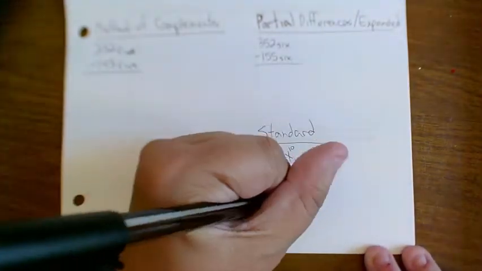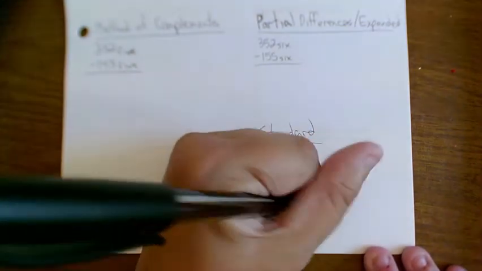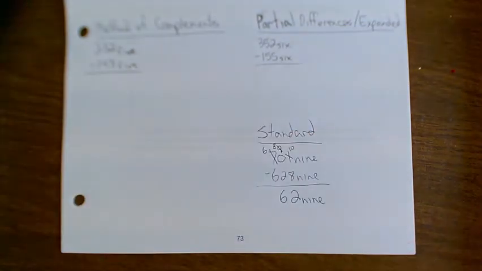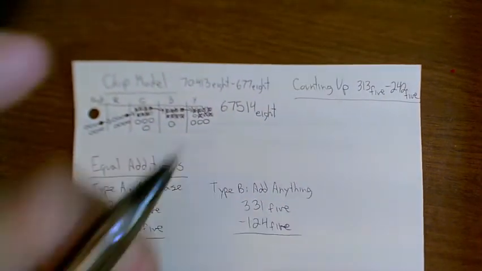So 8 from 10 is 2, 2 from 8 is 6, and then 6 minus 6 is 0. So standard would be 6, 2 in base 9. Okay. All right, so how would the others work, the non-standard algorithms?